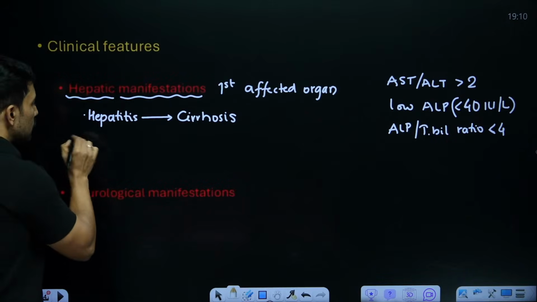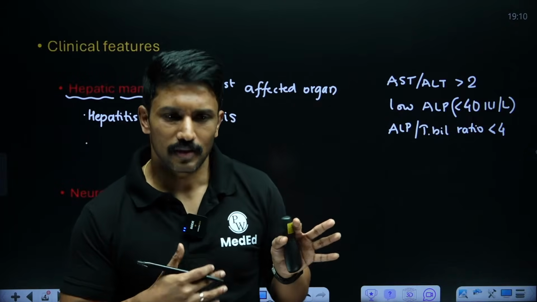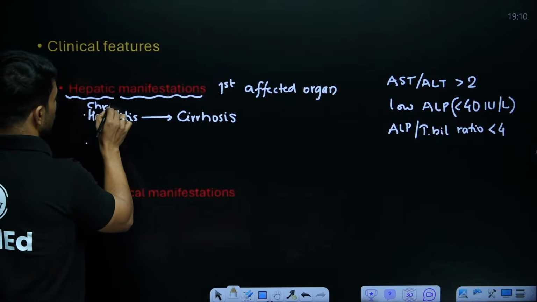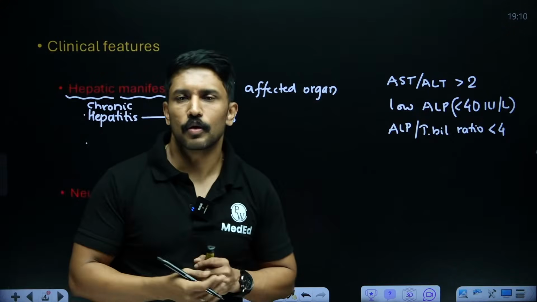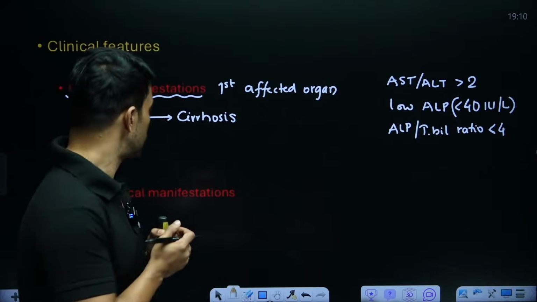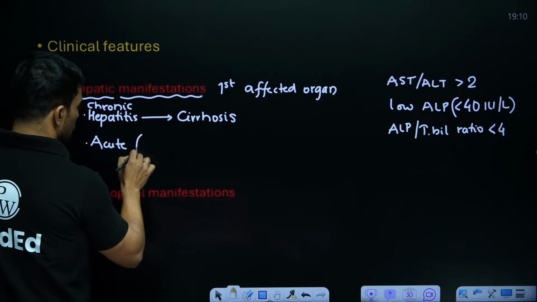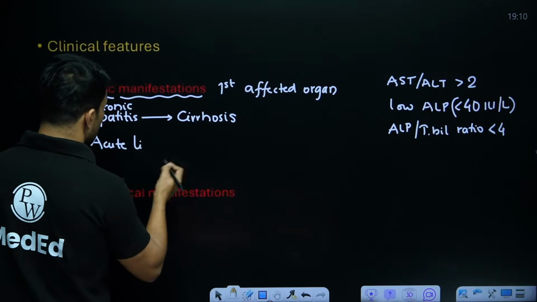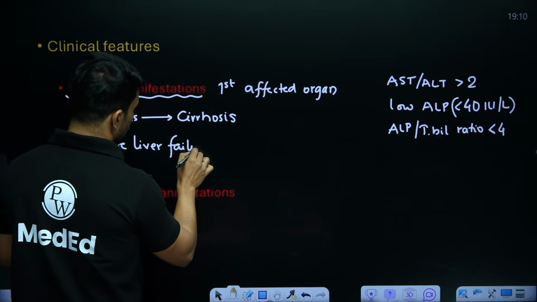Second, can it cause acute liver failure? Because basically the disease is a chronic disease, right? So we are expecting chronic hepatitis eventually leading to cirrhosis of the liver. But can it cause acute liver failure? Yes, in some individuals it can cause acute liver failure. Once upon a time we used to call it fulminant liver failure. Currently we call it acute liver failure.